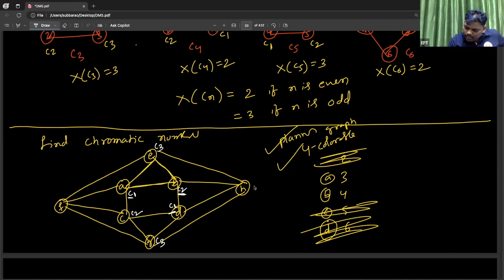Can I keep C3? Already C3 this side, already C3 this side. I think it should be C4. It is also C4. I think 4. If anyone says, sir, 3 is the answer, please let me know.